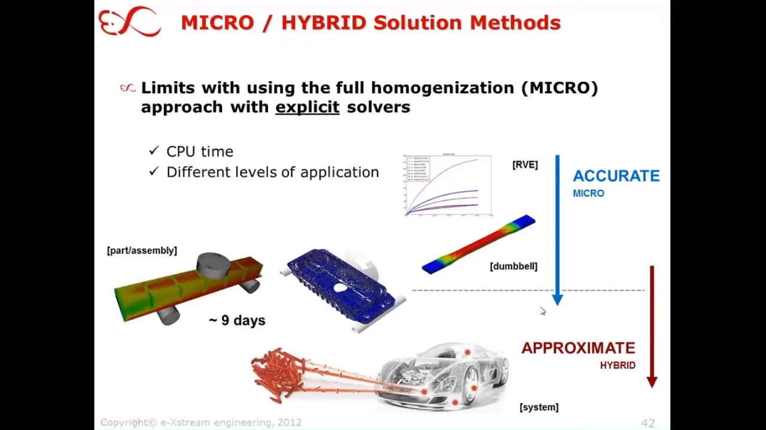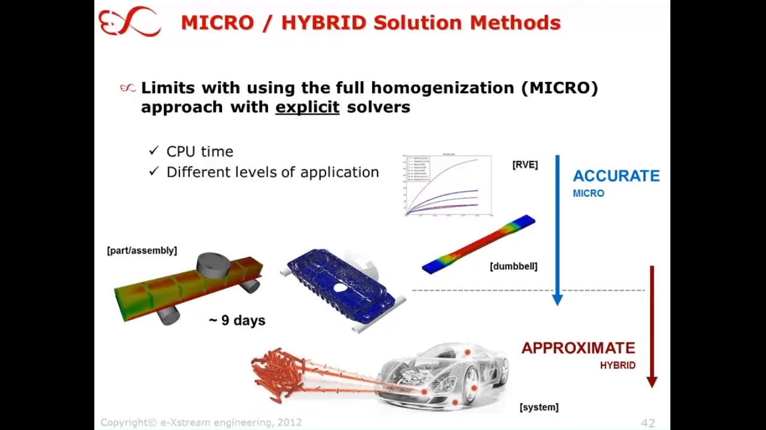And the dream for the future, of course, is to go for full car crash, which includes injection molded plastic parts in the full assembly of a car. So system level computation, really. And so what we find is that the accurate method, which is called the micro solution, has its limits on the part assembly level, definitely.